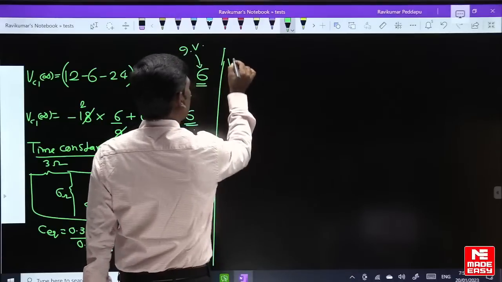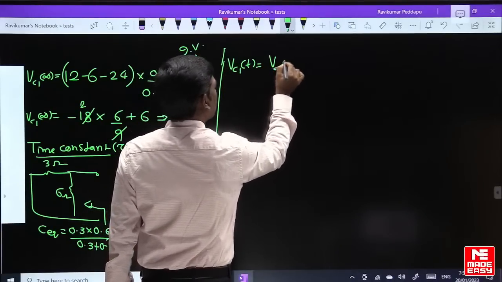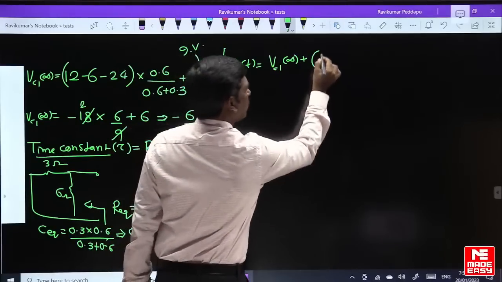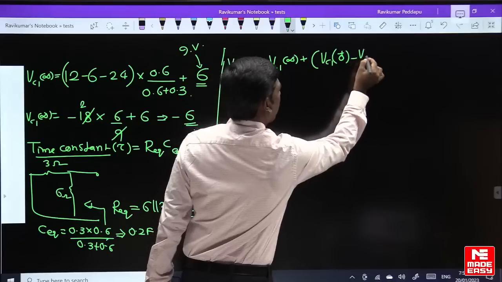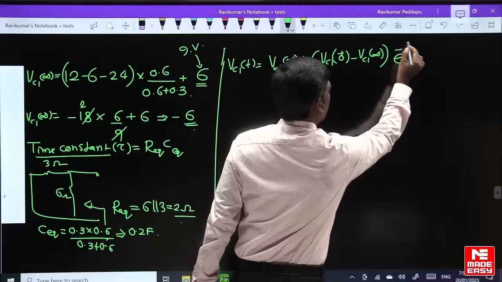V of t is equal to final value plus initial value minus final value, times e power minus t by tau.